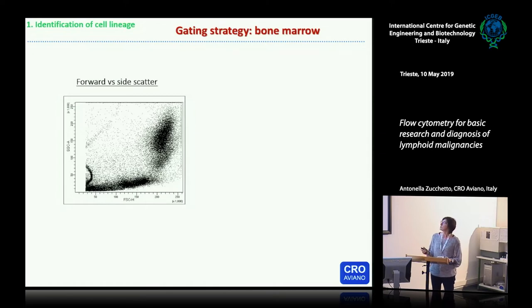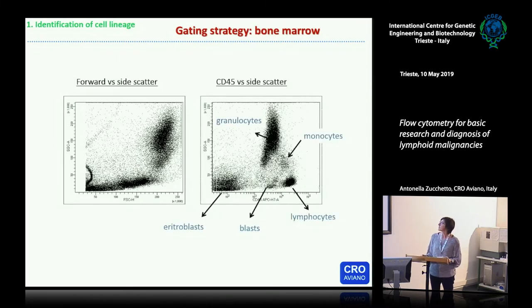Here I move to the bone marrow. Bone marrow always requires CD45 because it has a more complicated pattern of cells. You always have this kind of appearance. So you need CD45 expression to separate erythroblasts that are present in the normal bone marrow. And then you can also discriminate very well again lymphocytes, monocytes, granulocytes, and also blasts and immature cells that have lower CD45 expression.